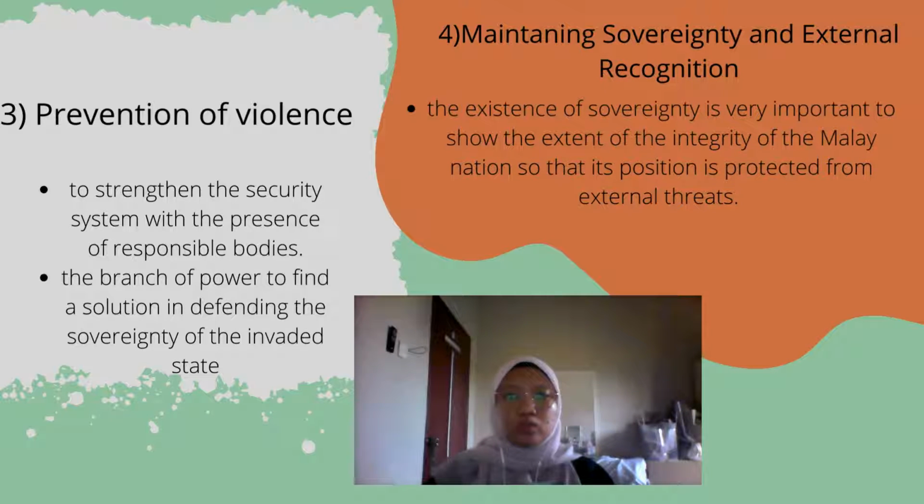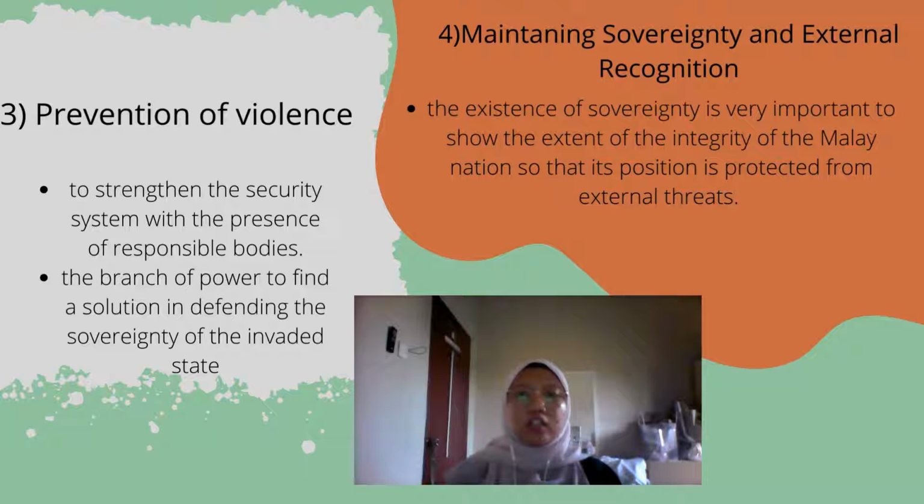Okay, other than that, to maintain justice, rule of law, and security is important to democracy in modern era to prevent violence. So democracy is very important to strengthen the security system with the presence of responsible bodies such as legislature, executive, judiciary, civil servants such as police officer, army, and other institutions to keep the security and sovereignty of country from being threatened.